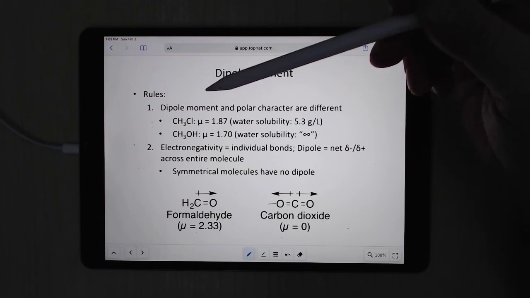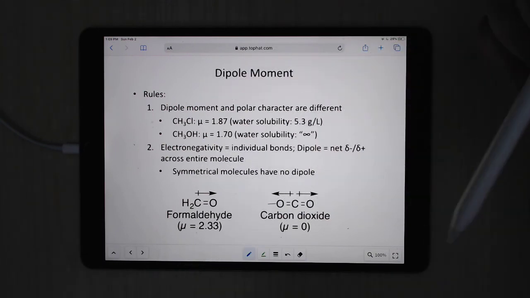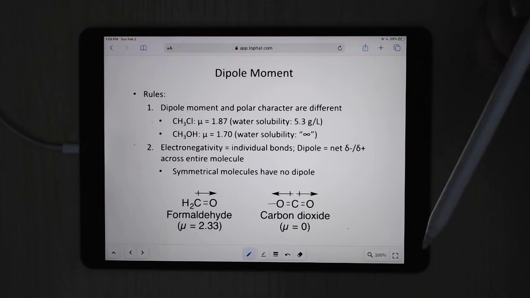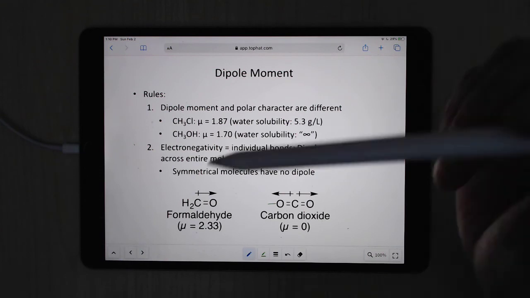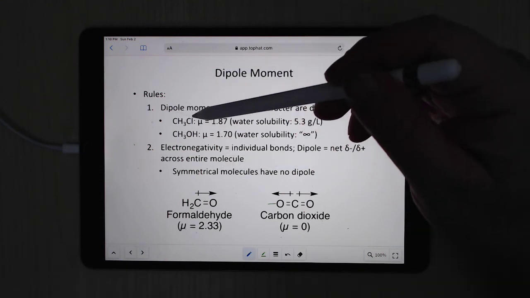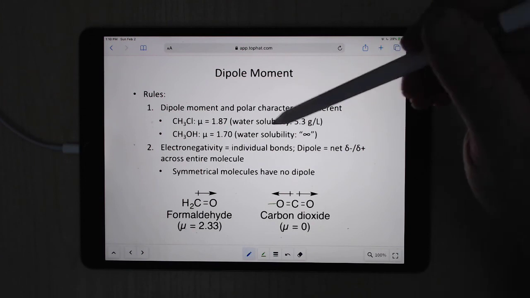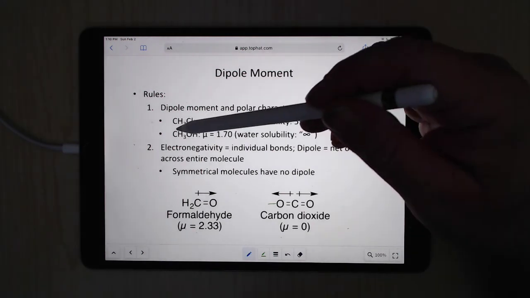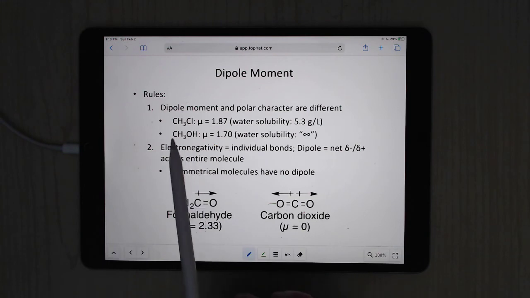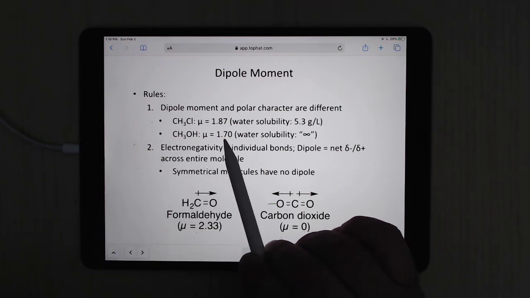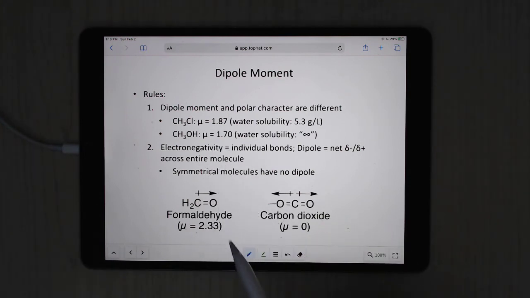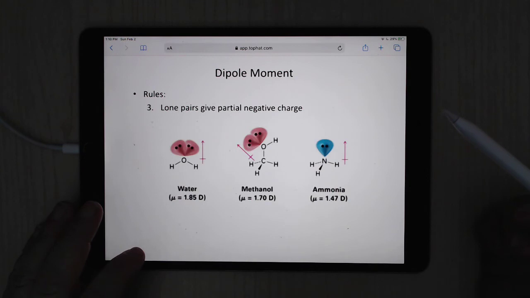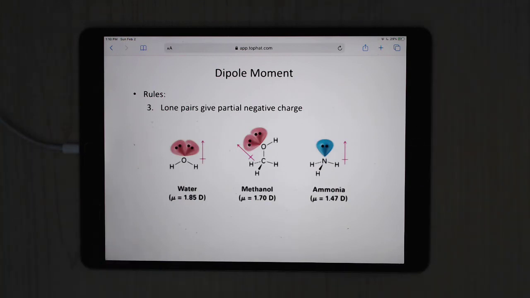But remember, what's going to happen is there's a partial charge on one side of the molecule. But remember, dipole moment and polar character are actually two different things. So methyl chloride here has a pretty big dipole, but it's not particularly polar. Okay, it's a lot more complicated than that. And so for methanol, it's infinitely soluble, even though it has less polar character. And all of this is going to be driven by electronegativity. Lone pairs also give it partial negative charge to the molecule, because they're electrons, right? They're negatively charged.